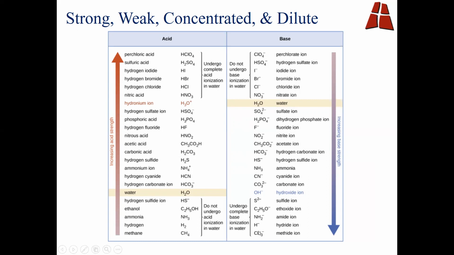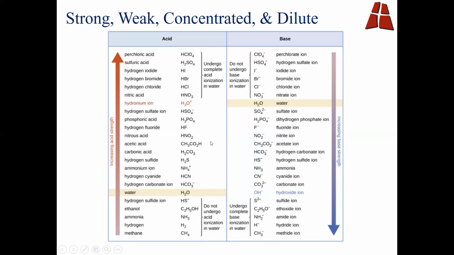Something to notice here is that everything across each row is going to be a conjugate pair. The stronger our acid, for example, perchloric acid up here, the weaker its conjugate base. All the time, the stronger our acid is, the weaker its conjugate base. So for example, methane would be our weakest acid, but it will be the strongest conjugate base. Everything else is in between, obviously.